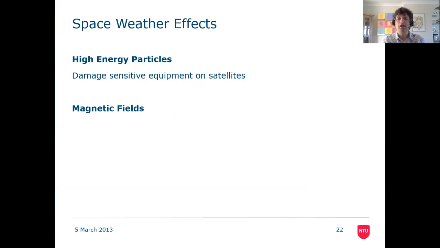What else can happen? We can have strong magnetic fields. We've said we can detect the ring current down at the surface of the Earth. We get a whole bunch of other magnetic effects going on, other currents flowing up in the upper atmosphere, which can cause magnetic effects down at ground level. These can damage power lines and transformers.